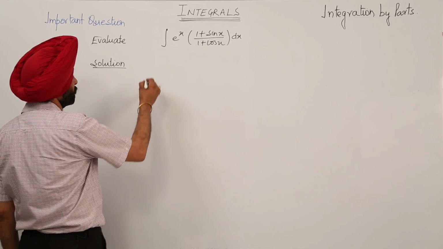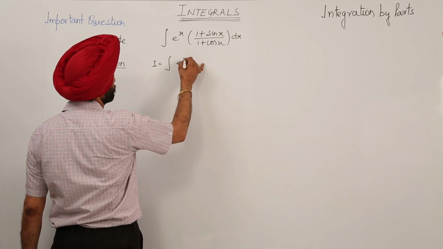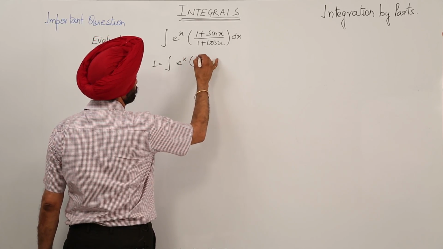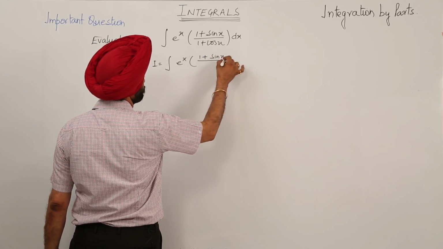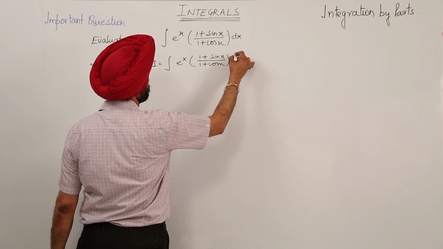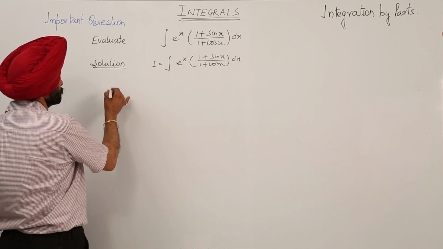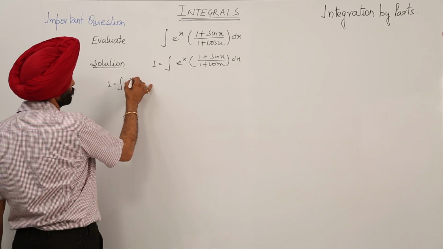The question is integral of e raised to power x, (1 plus sin x) upon (1 plus cos x) dx. Now let us reduce the question so that we can easily apply the formula.